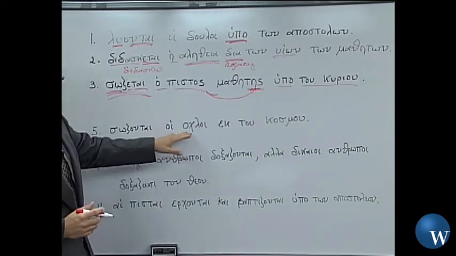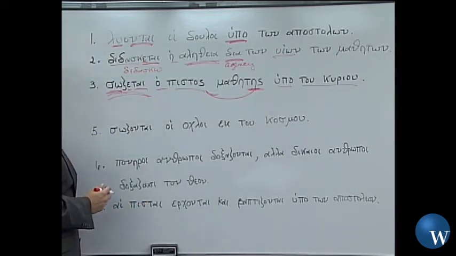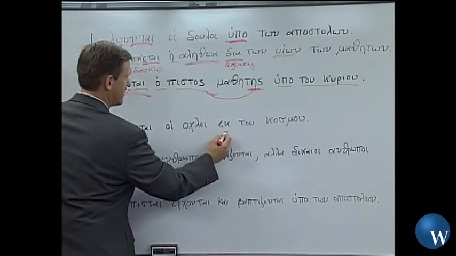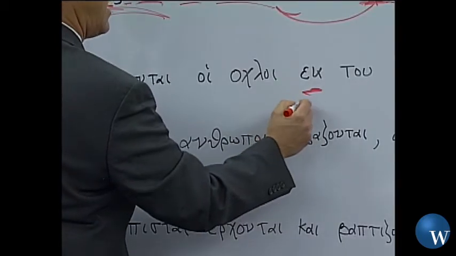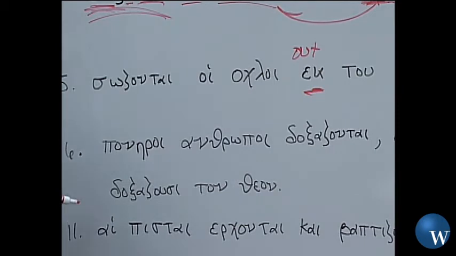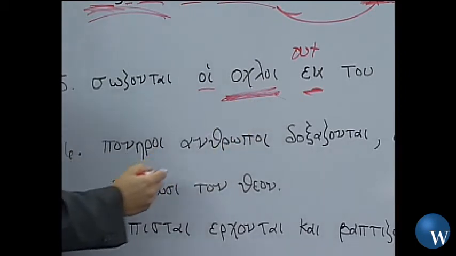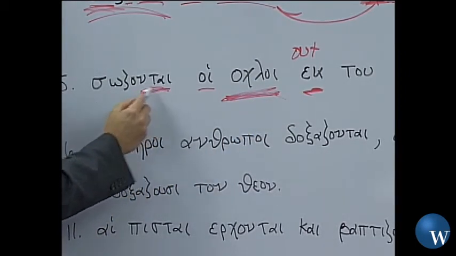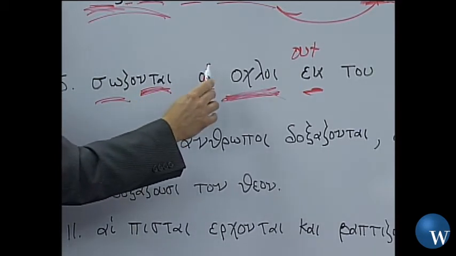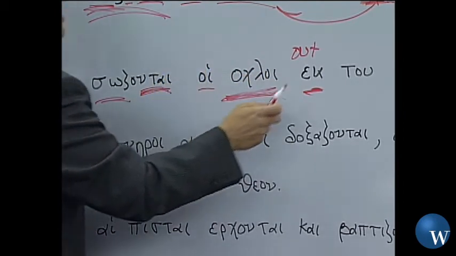All right, so let's take a look now at sentence number 5. Sodzentai hoi ochloi ek tou kosmou. You might be tempted to think that here the agency is, we're being saved from or by the world, but you can't think that because ek doesn't mean that. It means out, or exiting, out of, or from. So the crowds or the multitudes, sodzo has reference to being saved or to save, but here it's passive. The crowds are being saved. The crowds aren't saving anyone. The crowds are being saved out of the world.